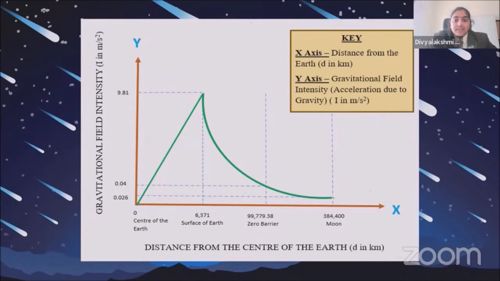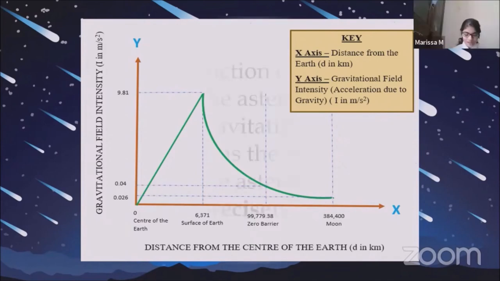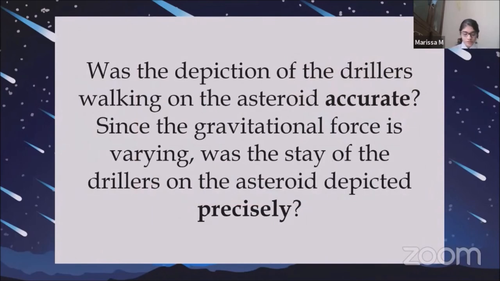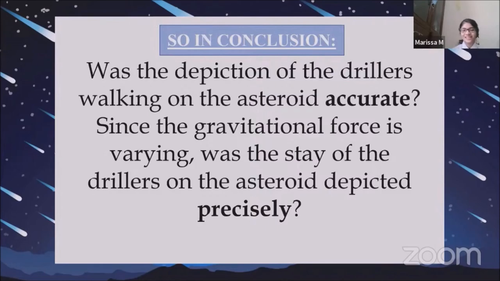Also, as the gravity varies, our research indicates that crewmen should experience certain physiological changes such as the inability to maintain blood pressure, resulting in dizziness, confusion, fainting, none of which is again shown in the film. In fact, the crewmen are able to do work continuously and have enough consciousness to even disarm a nuclear bomb. So, to summarize, we wanted to analyze the depiction of the drillers working on the asteroid and their stay as depicted in the movie. Based on our calculations and research, we found our hypothesis to be true. So, in conclusion, the scene under study is fiction.